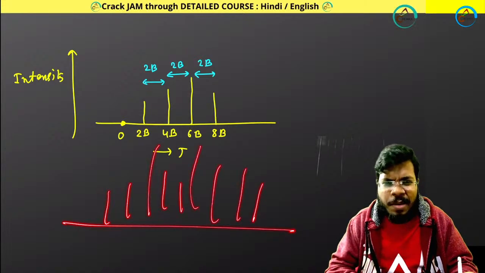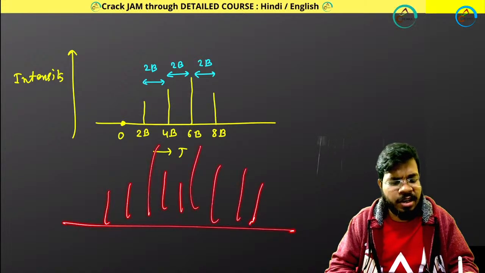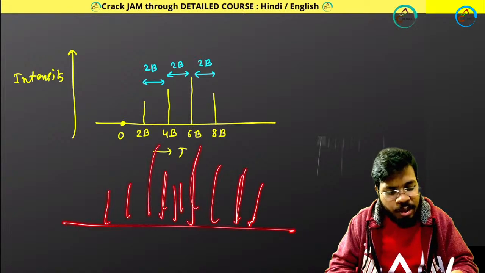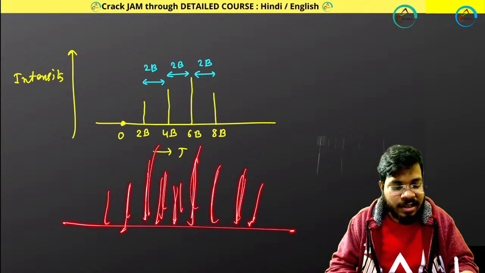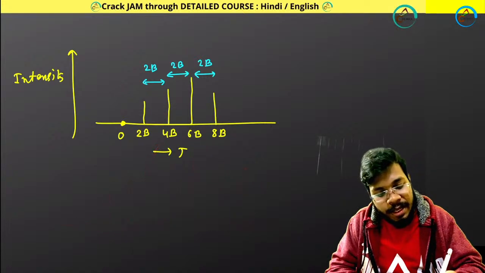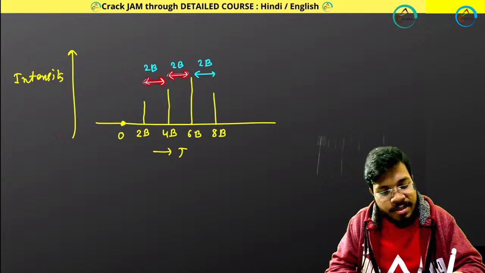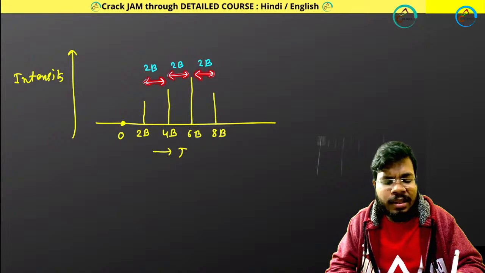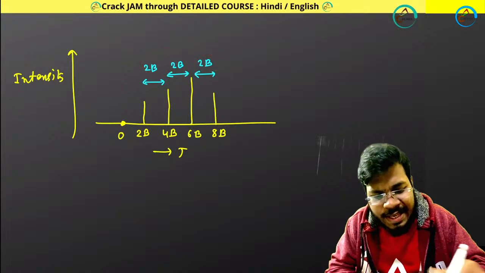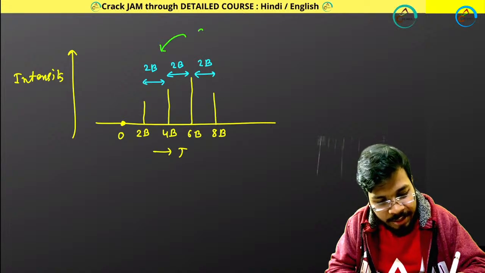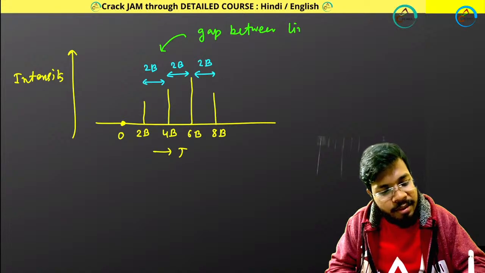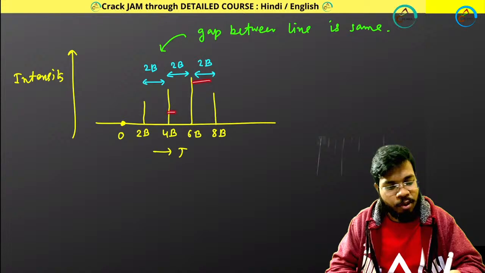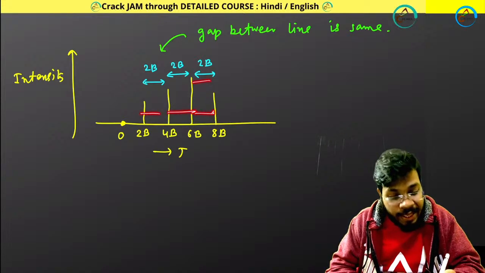Whenever you do an experiment with microwave spectra, your spectral lines will look like this, and you will have a 2B distance, 2B distance, 2B distance, and you will keep on getting this distance 2B. That means your spacing is the same, the gap between lines is fixed at 2B every time. But the energy is different.